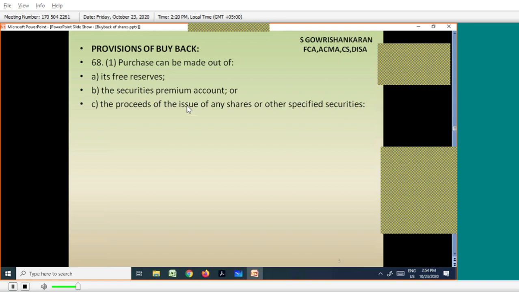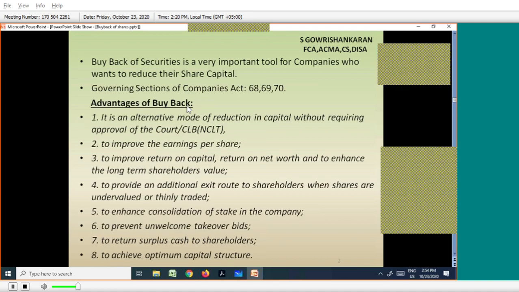So I will take a break of 2 minutes. After 2 minutes we will meet. So just go through these points, the buyback points. After 2 minutes, we will meet and we will continue.